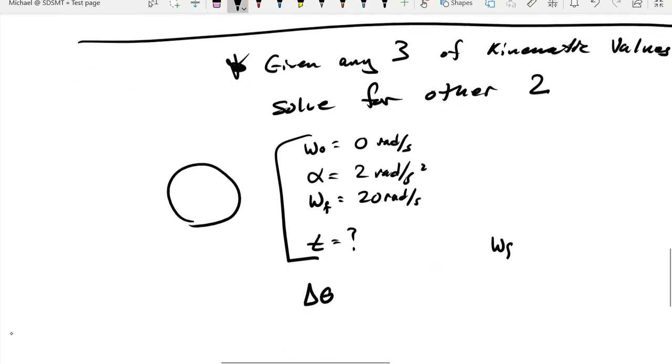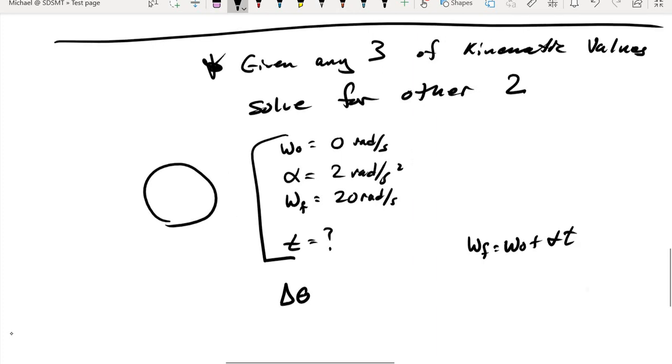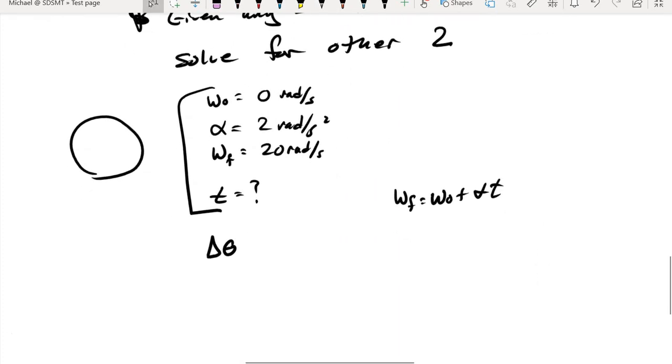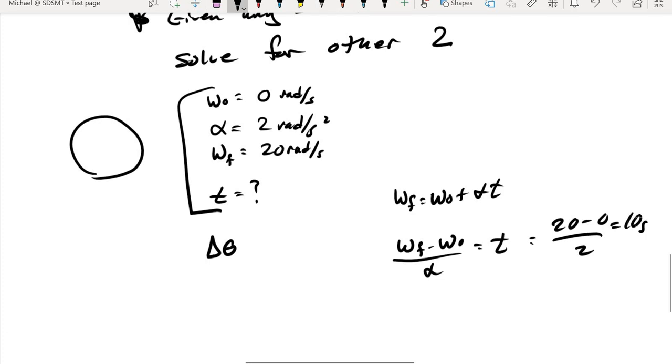We need omega final equals omega initial plus alpha t. We are solving for time. Take a moment and rearrange your equation to solve for time, and then we will plug in our numbers. We have 20 minus 0 over 2 equals 10 seconds. So it will take 10 seconds for this wheel to come up to speed.